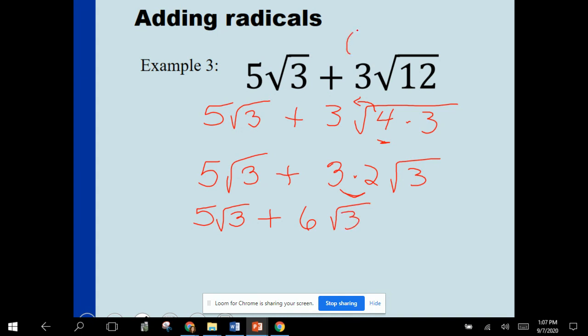So what we did is we simplified this part of the expression. Now I can see that they do have the same radicand, so I can add them together. So I add the coefficients together. 5 plus 6 is 11 times the square root of 3.